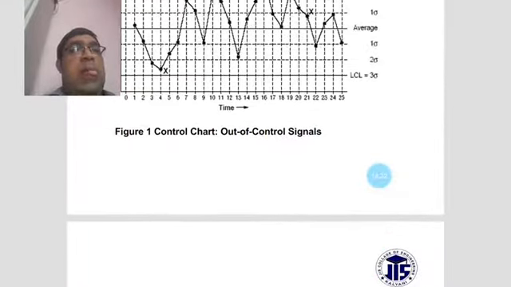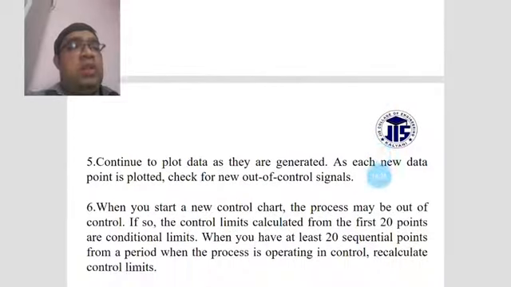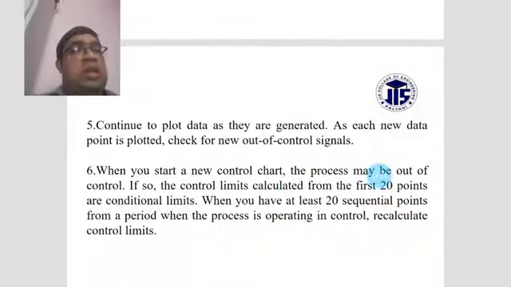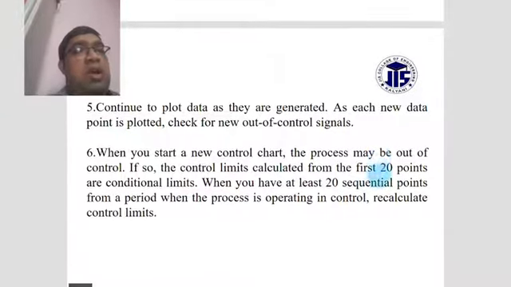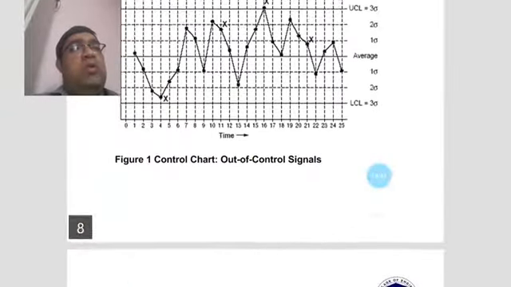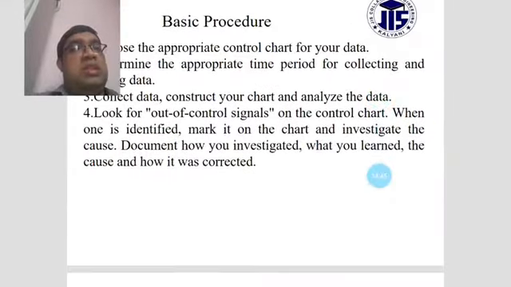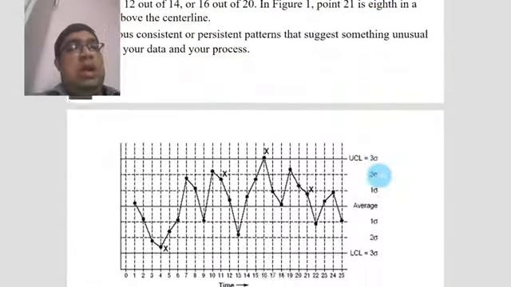Likewise, out of 25, the first 20 points are the conditional limits. When we have at least 20 sequential points from the period when the process is operating in control, the control limits are calculated, and recalculating the control limits will also be required according to the out-of-control signals. The basic procedures will also be discussed.